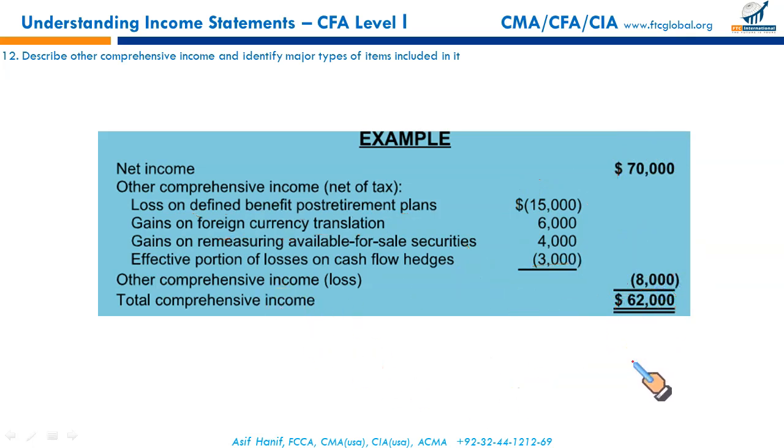There are 2 alternatives allowed in US GAAP. Either you report your income statement and OCI in 2 separate statements consecutively, or they can be combined into a single continuous statement. But they must be reported side by side in the same place, not in the notes. So that ends your reading, understanding income statements.